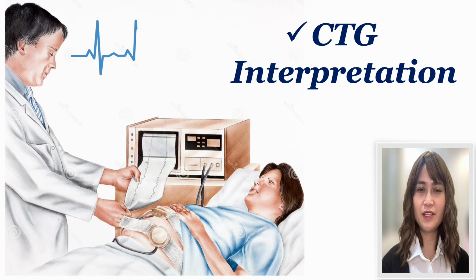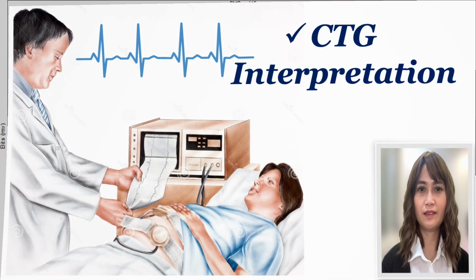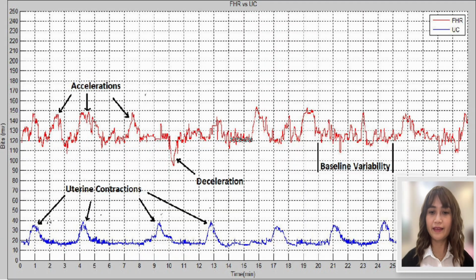Let's go to the CTG interpretation. This is an example of a CTG tracing, wherein we can see that the red trace is for the fetal heart rate and the blue trace is for the uterine contractions.